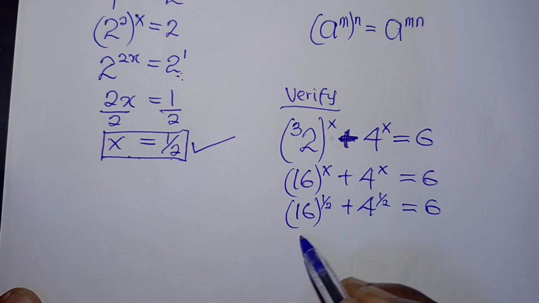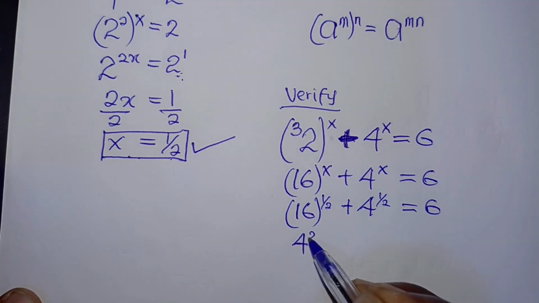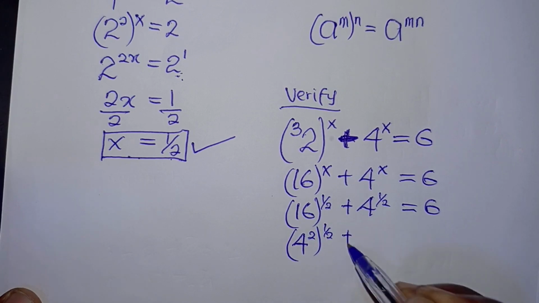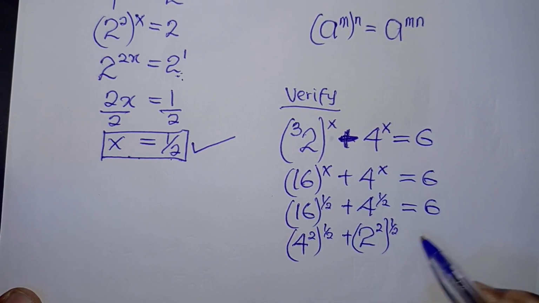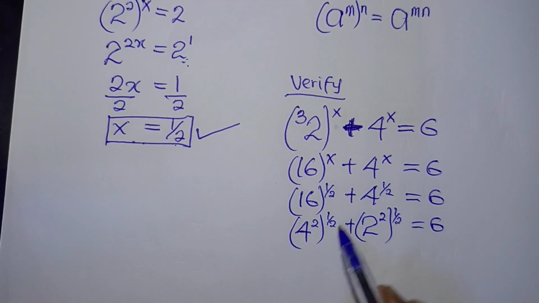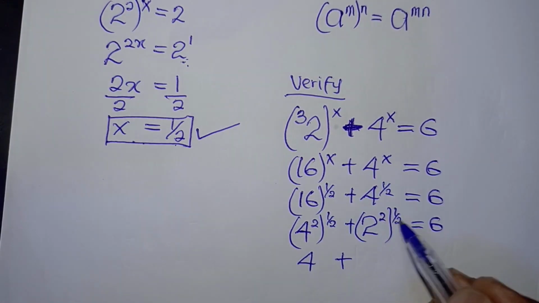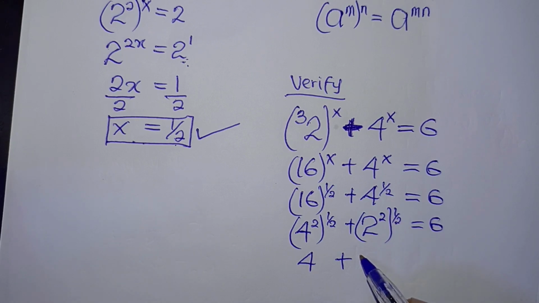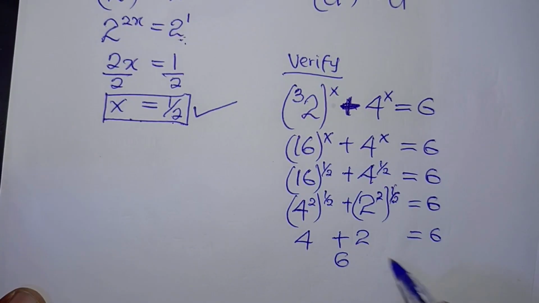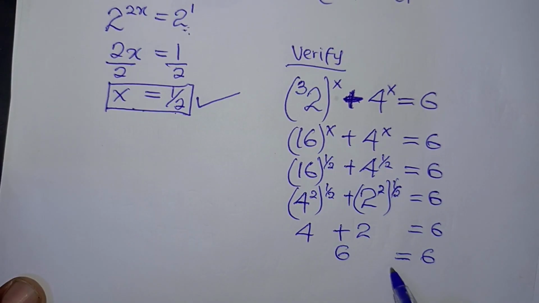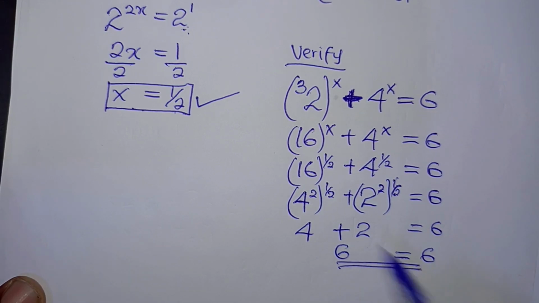So 16 to the power half can be written as 4 squared raised to the power half, plus this one can be written as 2 squared to the power half, and that equals 6. Half multiplied by 2 gives us 1, so we are left with 4 here, plus half multiplied by 2, which also gives us 1, so this gives us 2, which equals 6. So 6 equals 6. The left hand side is equal to the right hand side. So that is the true solution, and we go in for x equals half as our final solution.